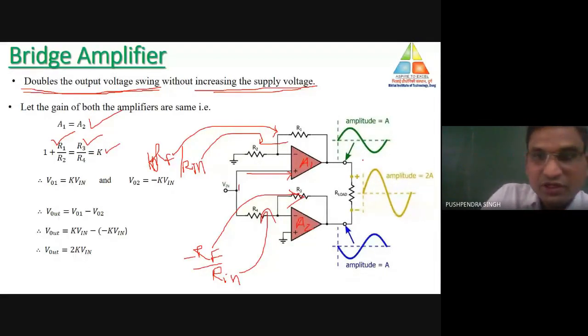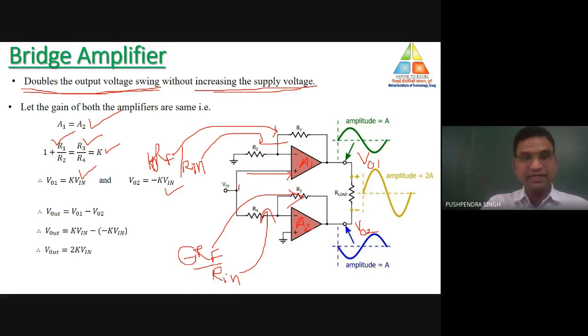So from there, what is the value of V01, the output produced by the upper operational amplifier, and V02, the output produced by the lower op-amp? Now what is V01? V01 is gain multiplied by input. Already we have made the gain equal to K, so K into Vin. And what is V02? V02 is minus of K into Vin. Why? Because the gain is multiplied by a negative sign. It's an inverting operational amplifier.